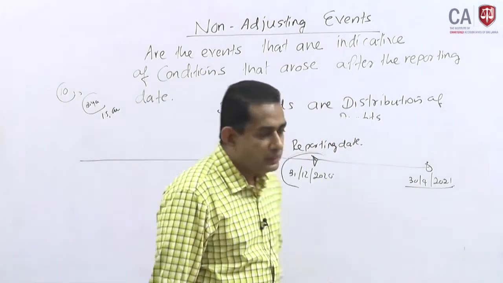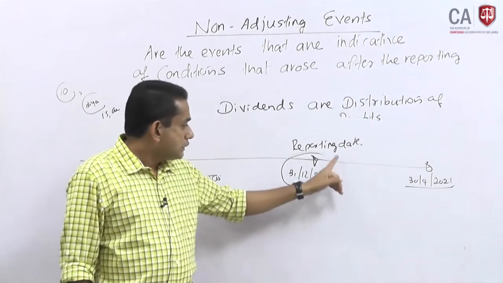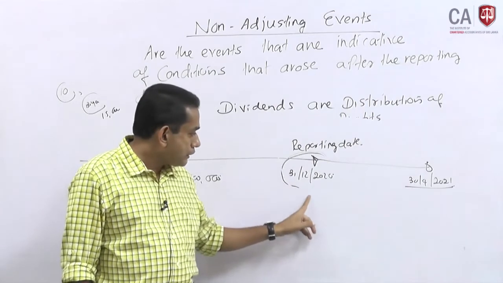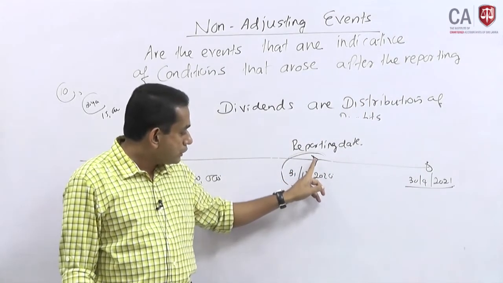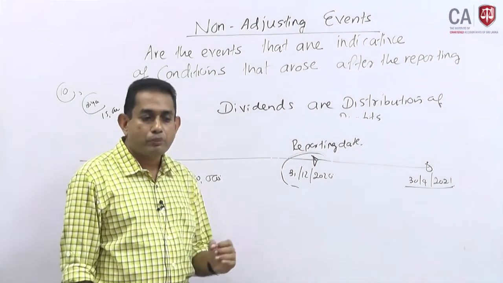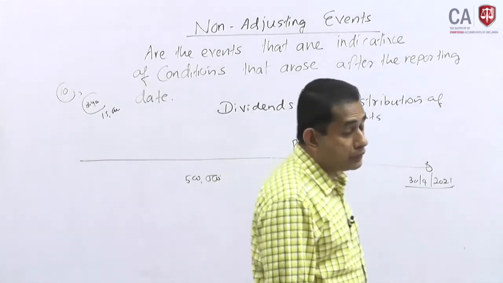As a result, it is contrasted with preferential dividends. An obligation, constructive or legal, does not exist on the reporting date to pay dividends to ordinary shareholders, does not exist.